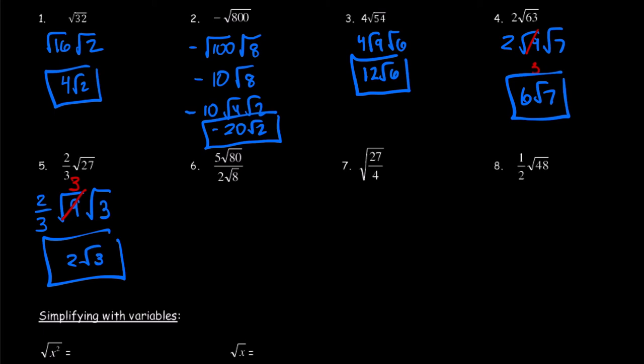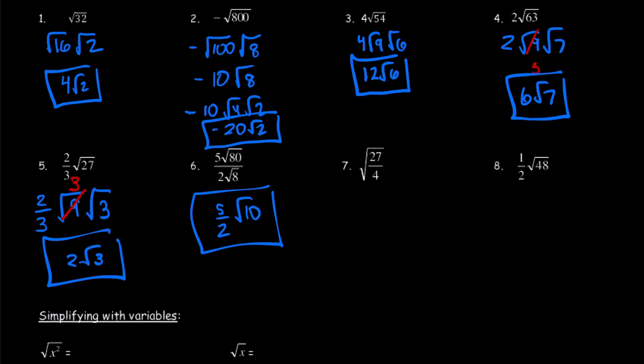Now, number 6, this is where that property we talked about up above with division. Notice I can divide these two. 80 divided by 8 is 10. The only thing we have to remember is that they're both underneath a radical. So the 5/2 comes out in front, but then square root 80 divided by square root 8 is just square root 10. And since I cannot simplify this at all, that's just my final answer. 5/2 square root 10.